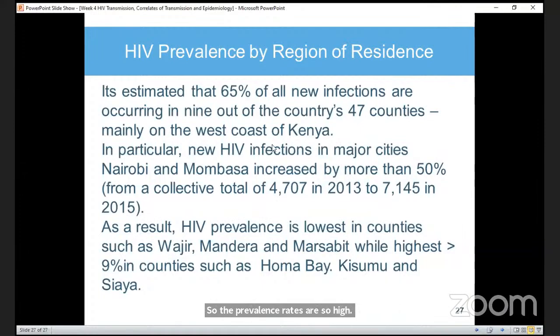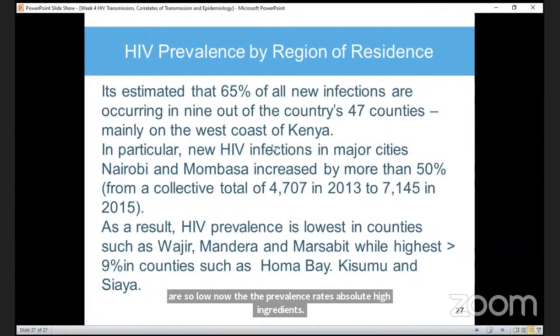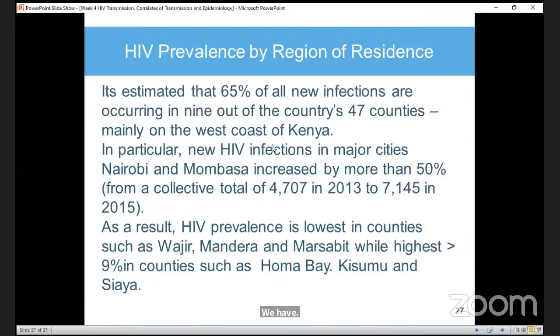Now the prevalence rates are so high in regions around Nyanza. In towns, we have Nairobi leading, followed by Mombasa. Of course, they account for high numbers. But when it comes to counties, we have counties in Nyanza, like Homa Bay, Kisumu, and Siaya, as the leading. They have more than 9% of infection.